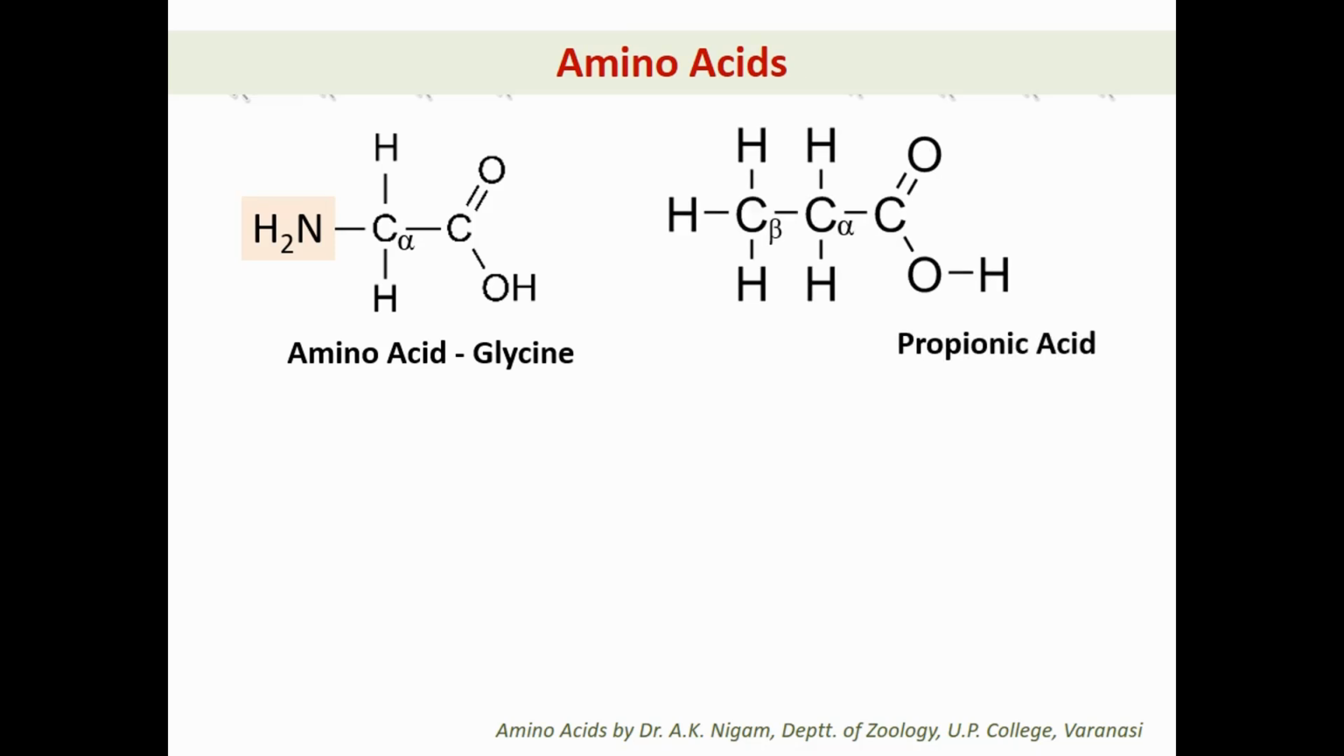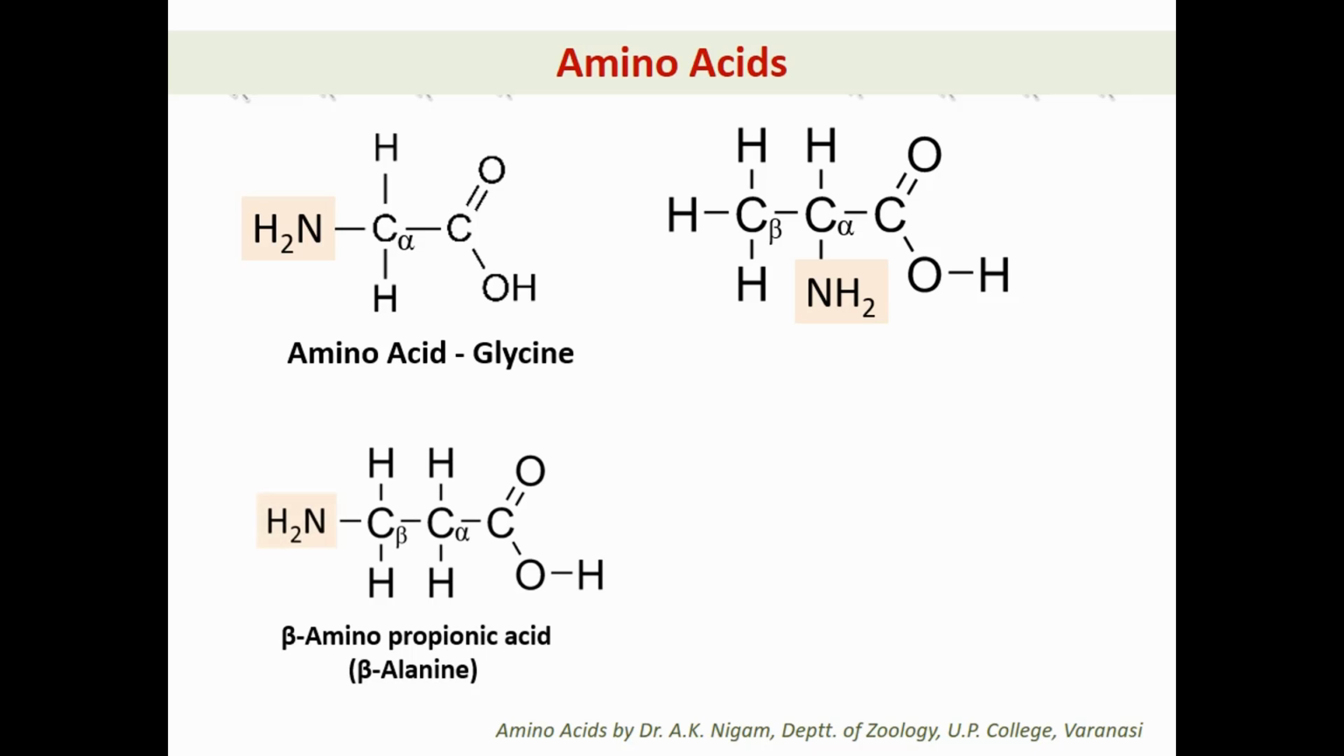Now look at the second structure of an organic acid, which is propionic acid. In this structure there are two more carbon atoms in addition to the carbon of the main functional group. One is the alpha carbon, which is directly attached to the carboxyl group, and the second is the beta carbon. Here an amino group can be attached to either the alpha or beta carbon atom, like in this manner. If the amino group is attached to the beta carbon, the resulting structure will be beta amino propionic acid or beta alanine. You can see here beta alanine.